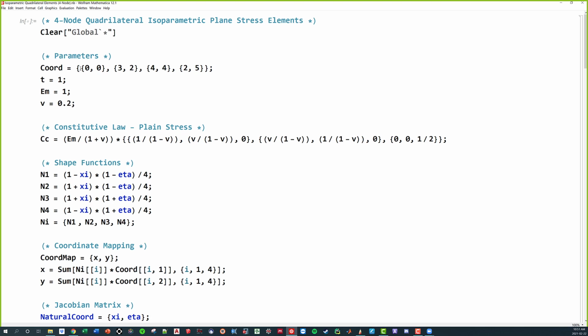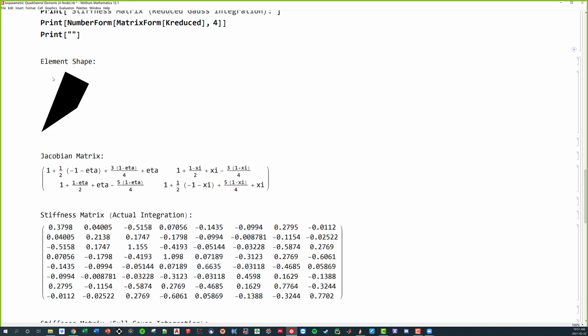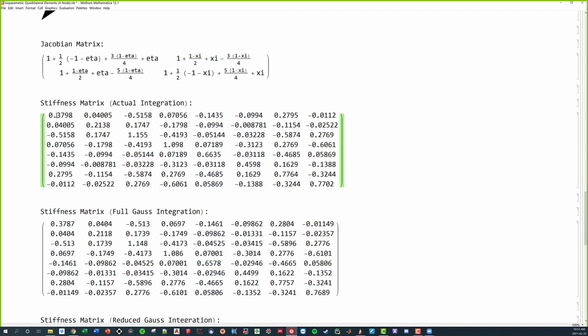But what I want to do is look at what happens when our element is not actually rectangular. So this element right here, if I were to run it, scroll down, this is what our element looks like right here. All right, this is what our element looks like. Looks pretty gross. So what happens here in this case is, as we can see, our stiffness matrix for actual integration and our Gaussian integration varies a little bit.